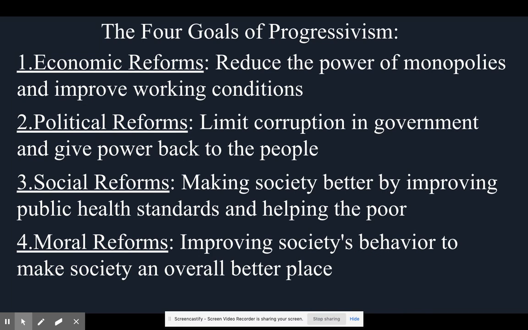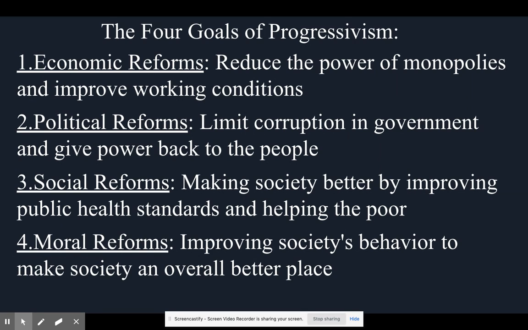The 4 goals of progressivism: I'm gonna do one for you. I'm gonna do the moral reforms in the example of the activity, but you guys will have to identify the other 3. But the other 3 are economic reforms. So these reduce the power of monopolies and improve working conditions. Number 2, political reforms. They limit corruption in government and give power back to the people, not to the government, but to the people. And then number 3, social reforms, making society better by improving public health standards and helping the poor. So those public health standards from social reforms are talking about the child labor and the long hours with very little wage.